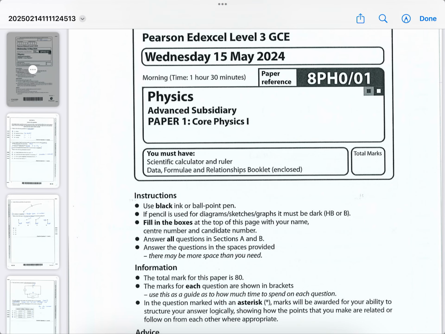Okay, we're going to go through part 2 of this AS Core Physics 1 paper from Pearson Edexcel Physics. It's the exam from last summer, so it's the most recent one.